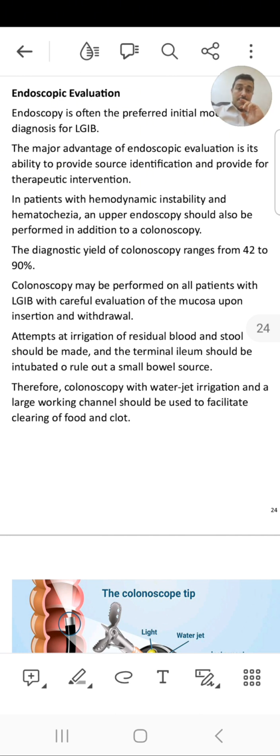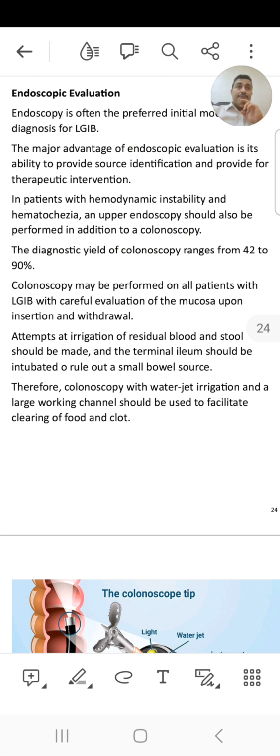Also, the lower endoscope in the form of colonoscopy has diagnostic and therapeutic properties. Also, if there is no ability to diagnose the patient, we can make tattooing for the bleeding site, so it guides us in the surgery.